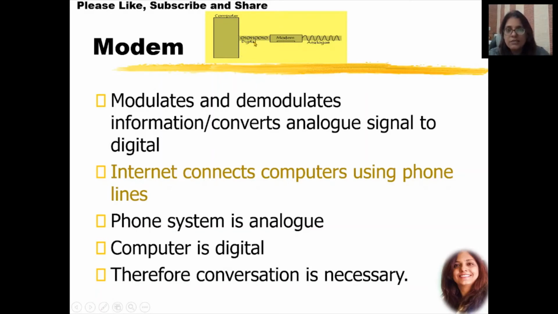So the modem basically converts the analog signals to digital, and once the computer processes it, again the signals are sent back to the other computers through this modem only. So the conversion process therein is from digital to analog. So the modem basically modulates and demodulates. Since both the devices work on different types of signals, the computer works on digital signals and the phone system works on analog signals, the conversion is necessary over here, and the modem serves the purpose.